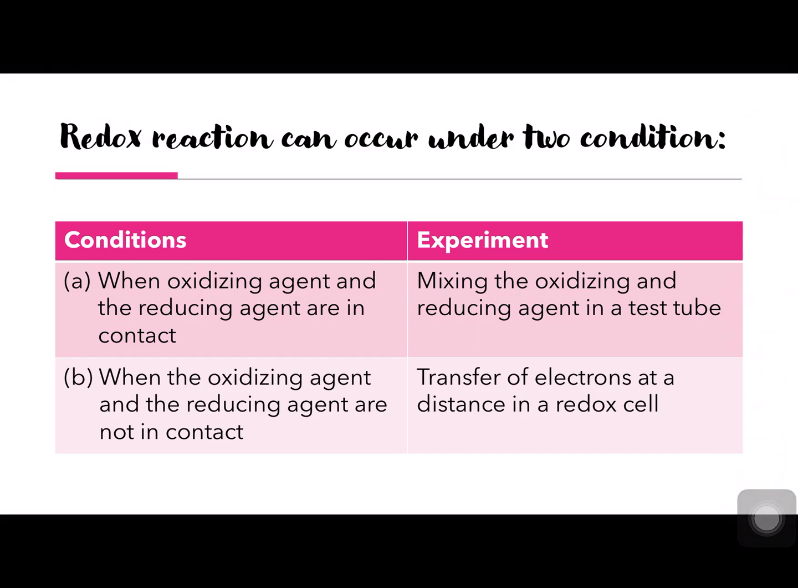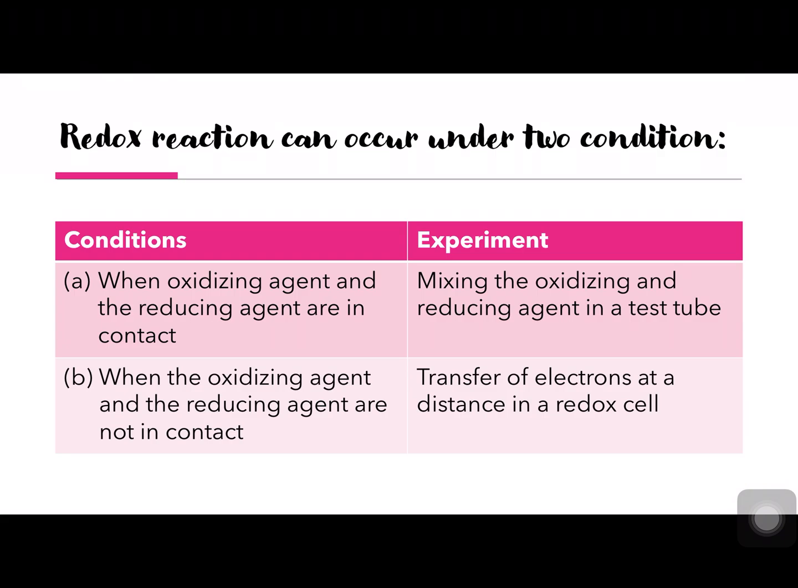Condition number 1, when you have oxidizing and reducing agents that are in contact, meaning they are touching each other, in one beaker, in one container. So the experiment is just to mix the oxidizing and reducing agent in a test tube. Okay, no problem. But what about the second condition?